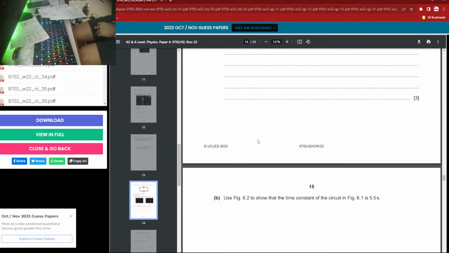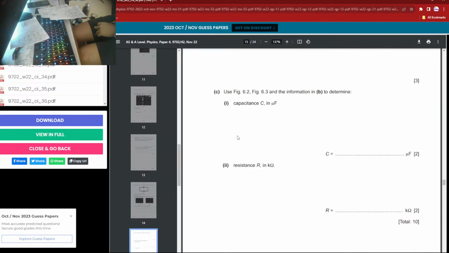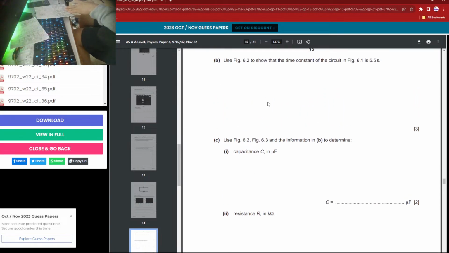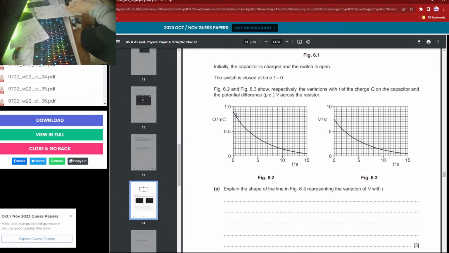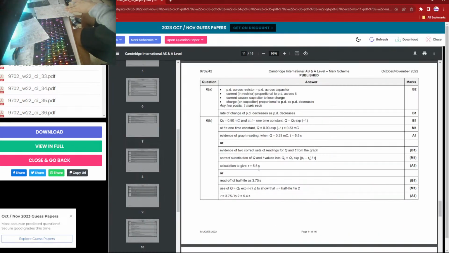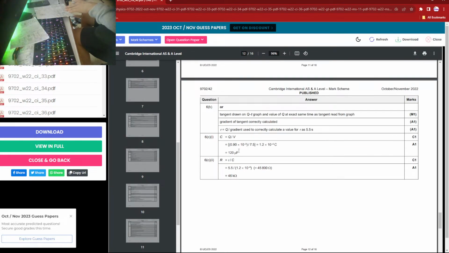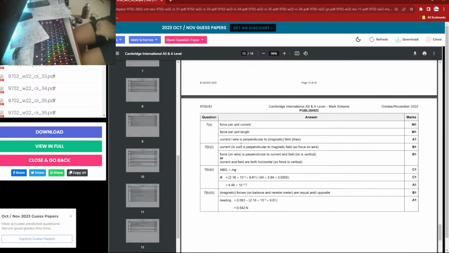Okay, use figure 6.2 to show that the time constant of this. No, sorry. Use figure 6.2 and 6.3. Okay, capacitance in microfarad. Use C equals Q over V, since you have both Q and V. So I use the max values, which would be 120 micro. Okay, that's correct. Next one, T equals RC. Yes, you will use that one now. 46 kilo ohms. That's correct.